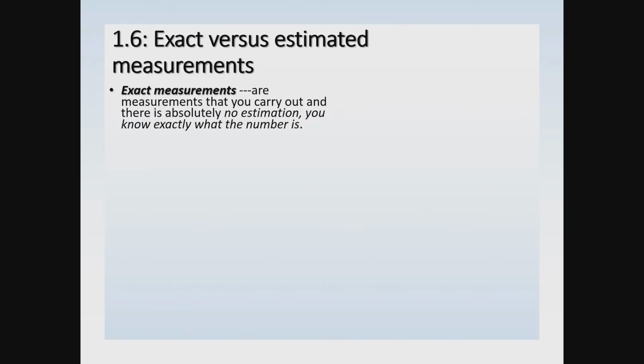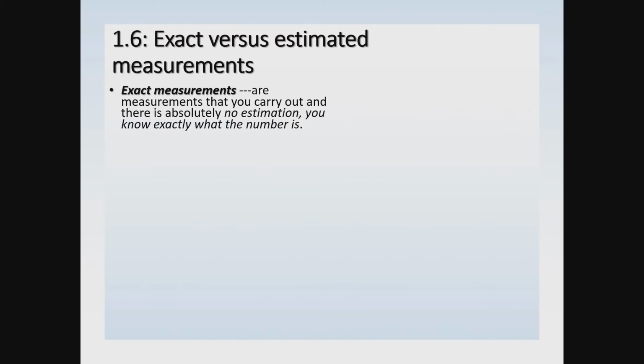Another quick example would be the number of people in a class. You just count them, you know the exact number, and you don't have to estimate that there are 42.3 people or 42.5 people. You don't have to do that. You just count the people that are there, you know exactly what the number is.